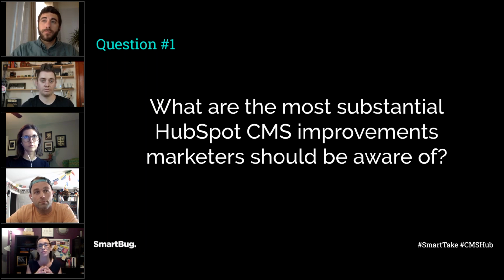Last week, HubSpot really up-leveled its CMS and created this complete CMS Hub with 2 different tiers that are based on marketers' needs. So there's now a professional tier and an enterprise tier. So the first question is for people who are existing HubSpot CMS users, what are the most substantial improvements that we think marketers should be aware of, being that they're already a user of the CMS? Maybe Mark, we can start with you.